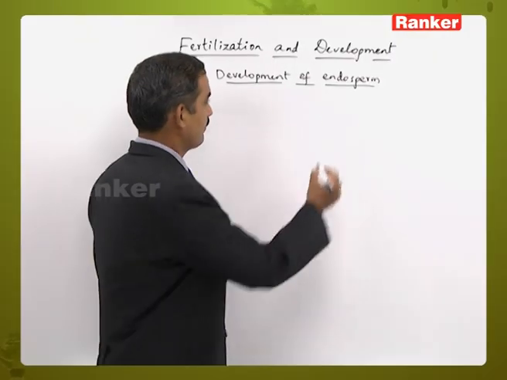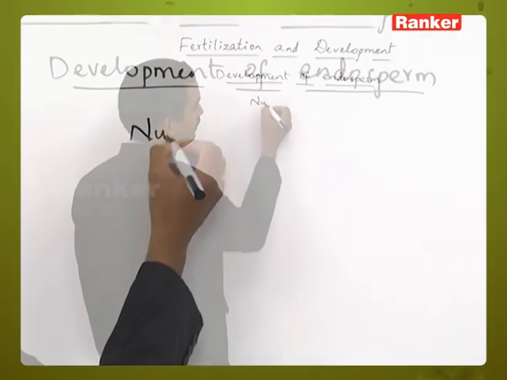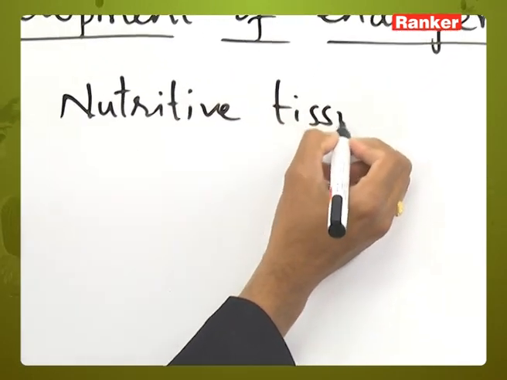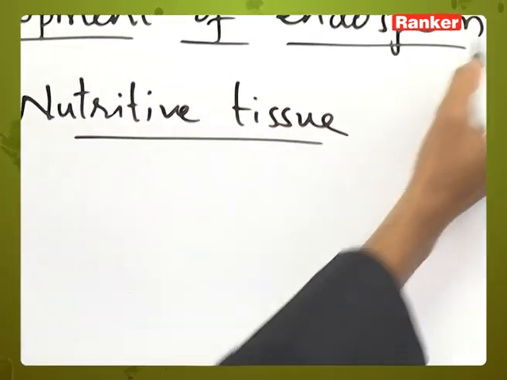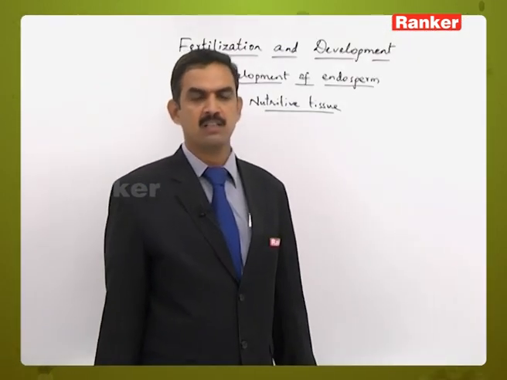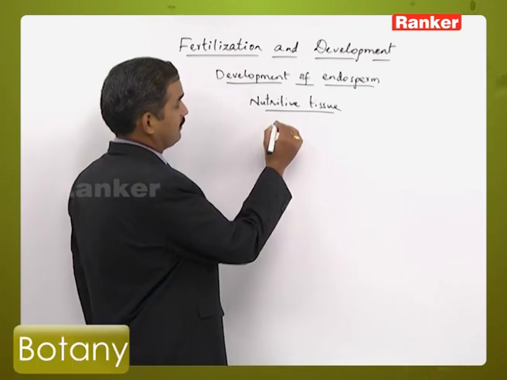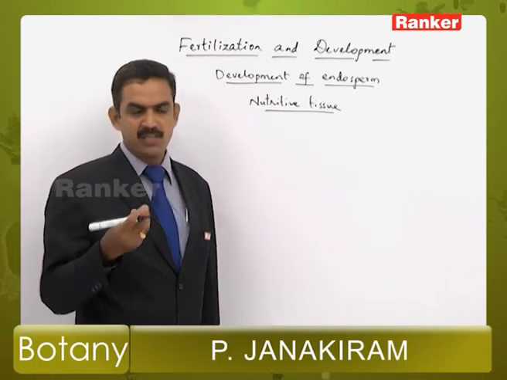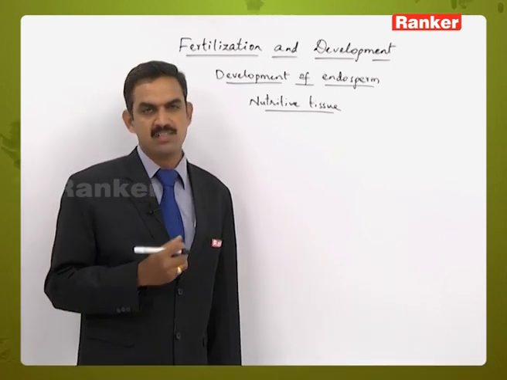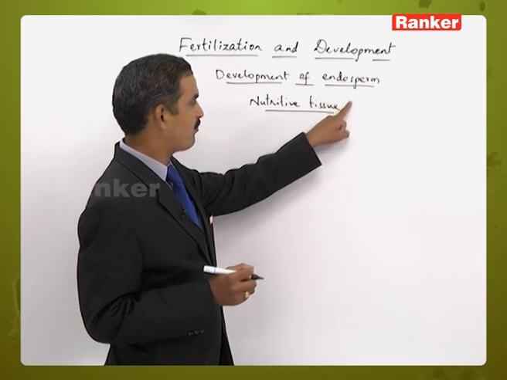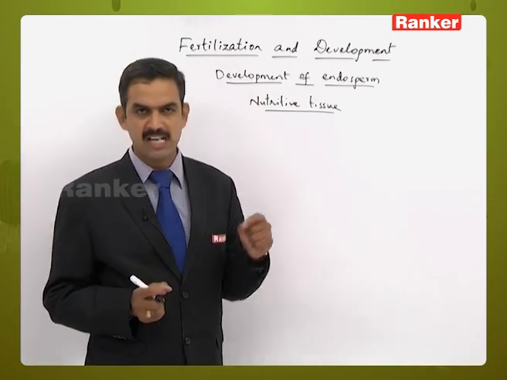In angiosperms, the endosperm is a nutritive tissue which is triploid in condition. So, this is providing nutrition to the developing structures. This nutritive tissue, or we can say the embryo, is present along with the endosperm inside the seed. So, this endosperm is providing the food materials to the developing embryo inside the seed.